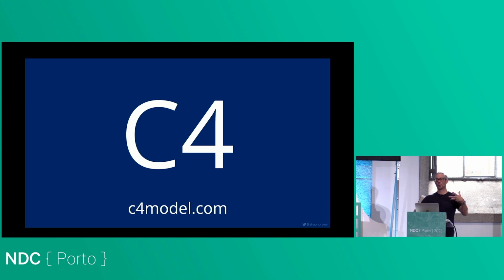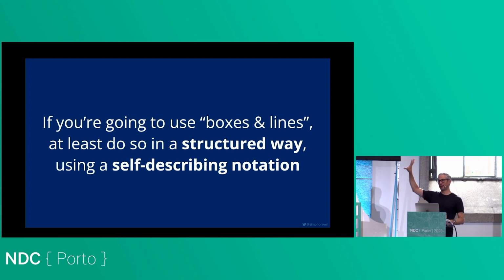So what I wanted to do was create a way to allow teams to draw architecture diagrams in a lightweight but structured manner. That's essentially what C4 is. And this is the underlying principle. If you don't want to use UML or Archimate or SysML or those other formalized notations for drawing architecture diagrams, and you want to stick to boxes and arrows, that's fine, but try to do so in a structured way and make sure your notation is self-describing. So I'm trying to solve a bunch of different problems here that I commonly see with architecture diagrams.